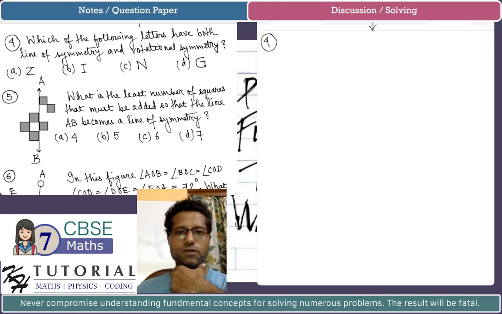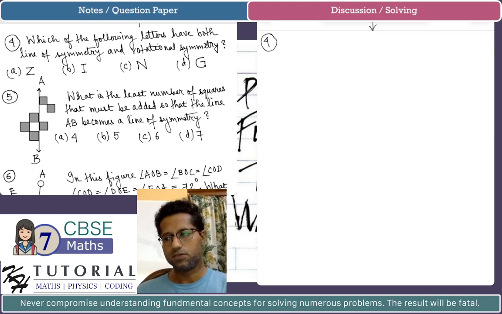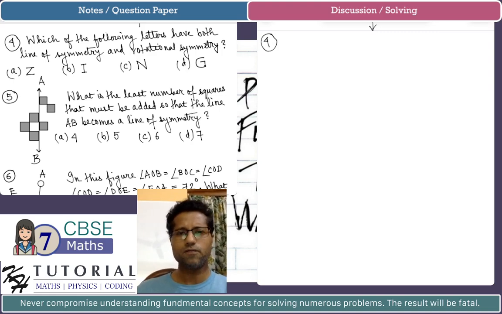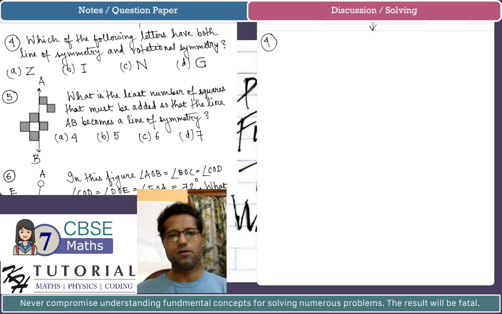Problem number 4. Which of the following letters have both line of symmetry and rotational symmetry? Now, a figure will have rotational symmetry only when its order of rotational symmetry is greater than 1. Every figure, irrespective of whether it has rotational symmetry or not, will have a minimum order of rotational symmetry of 1. But an order of rotational symmetry of 1 does not mean that the figure has rotational symmetry. The order has to be greater than or equal to 2, at least 2 or more. Only then is the figure said to have a rotational symmetry.